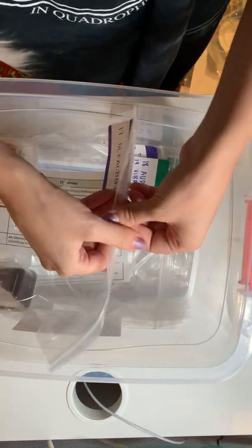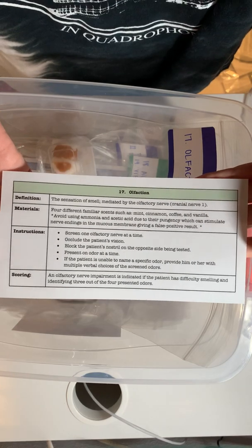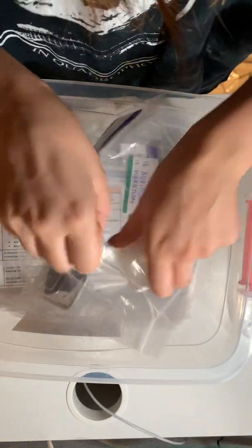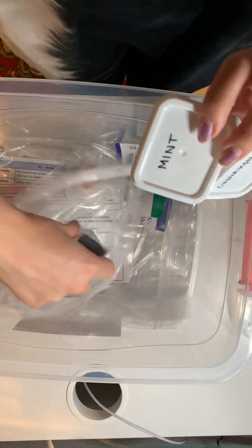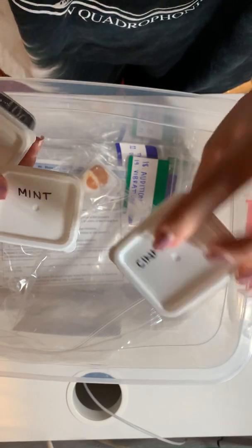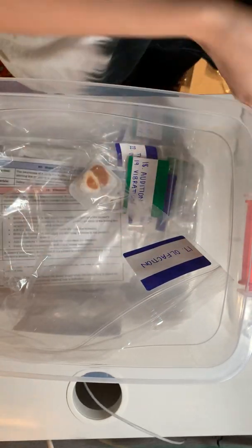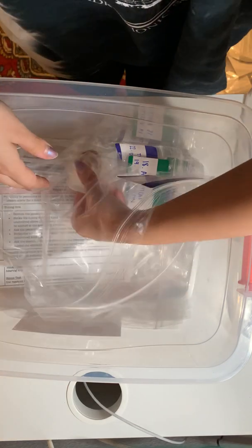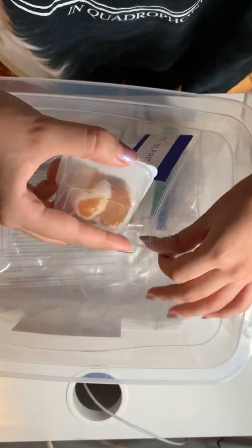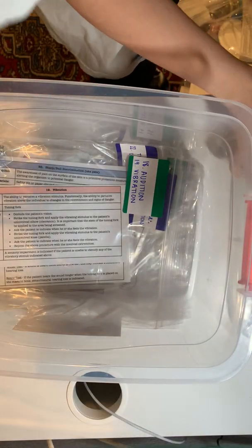Next we have olfaction. Here are the instructions. Now we have mint extract on some cotton swabs, a cinnamon stick, coffee grounds, and vanilla extract on a cotton swab, cotton round.